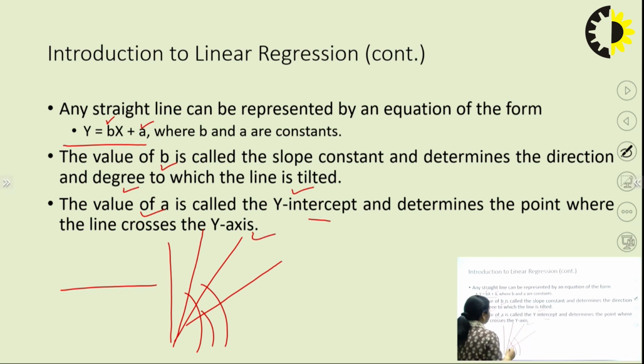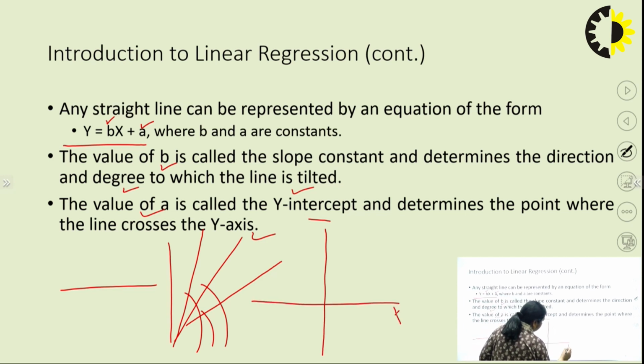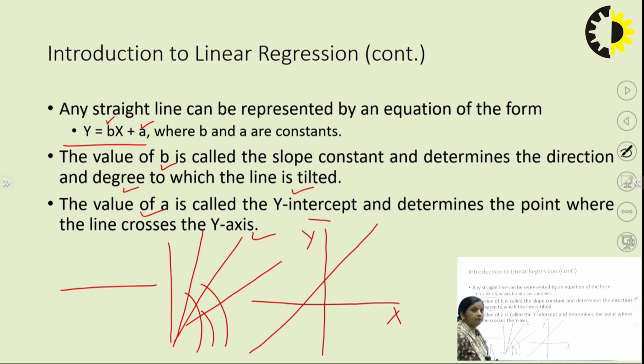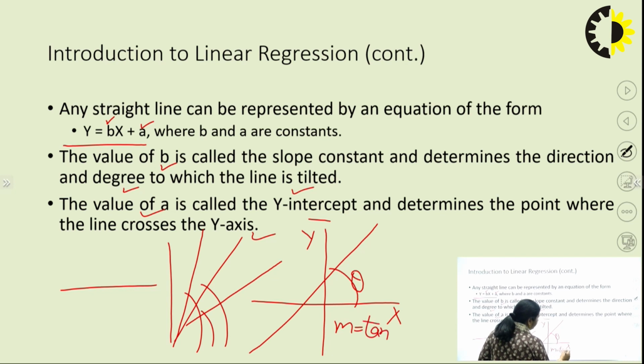the y-axis. So if I have this as the x-axis and this as the y-axis, and I talk about this line, I can see that the slope of this line depends on this tilt, how much it is tilted, which we measure with an angle theta. And the slope of this line is m equal to tangent theta. m is equal to tangent theta, that is the slope of this line.